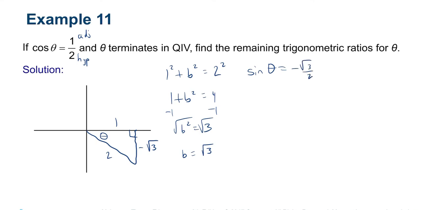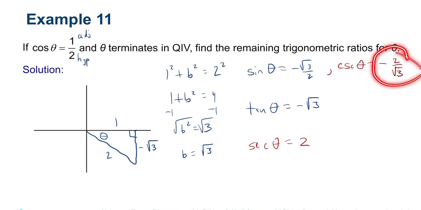All right, tangent is defined as opposite over adjacent. So that would be negative radical 3. And then for the other remaining trig functions, we can simply take the reciprocals of the ones that we already have. We already have cosine, it's given to us. So secant is going to be the reciprocal of cosine, which is 2. Cosecant is the reciprocal of sine, which is -2 over radical 3.